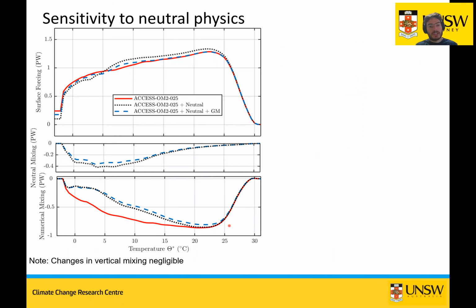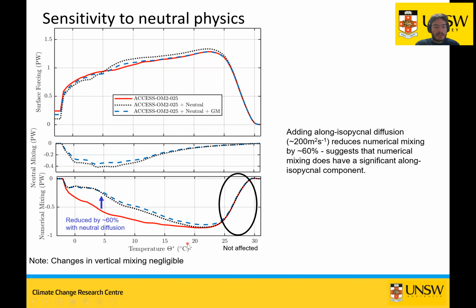So if we introduce explicit along isopycnal mixing, we're going to reduce those along isopycnal gradients and potentially change numerical mixing. And that's indeed what we see. So the bottom panel here is this global heat flux due to numerical mixing. The red configuration is the standard configuration where we don't have any explicit along isopycnal mixing. And then when we introduce explicit along isopycnal mixing, going to the black dashed or dotted line, we see a reduction in numerical mixing by about 60%.